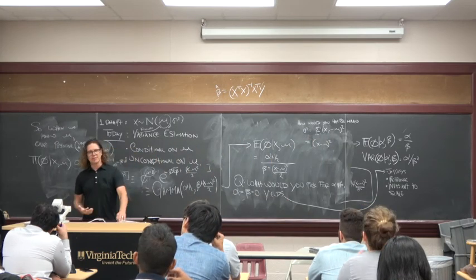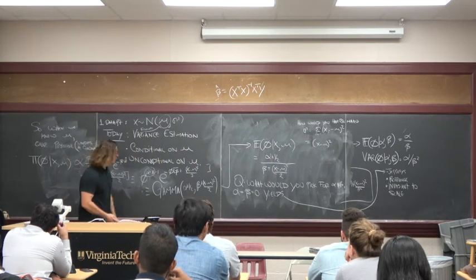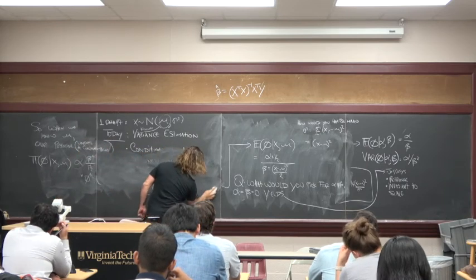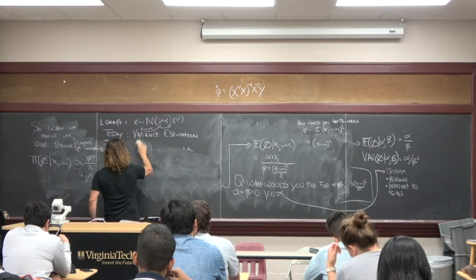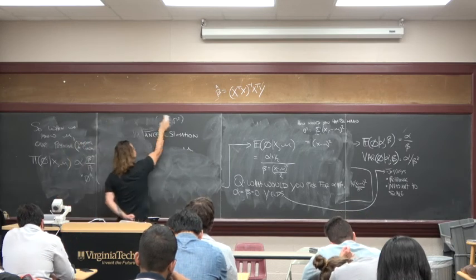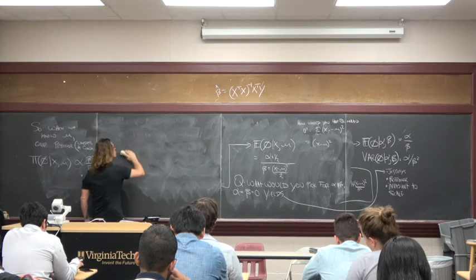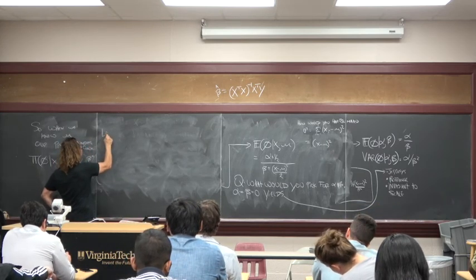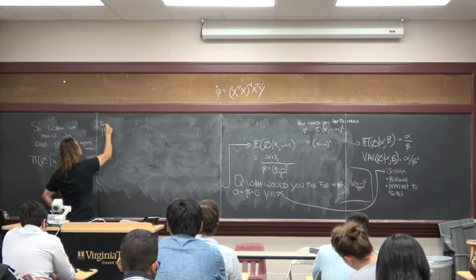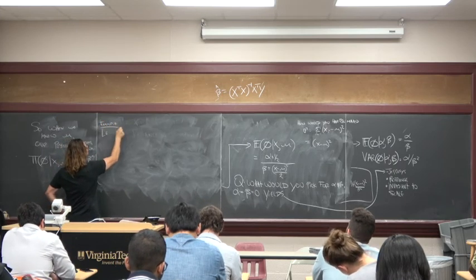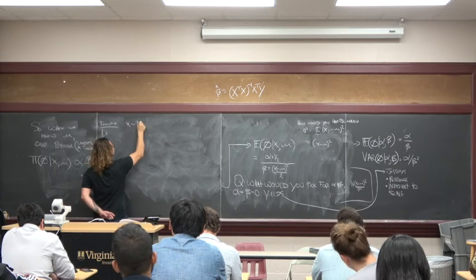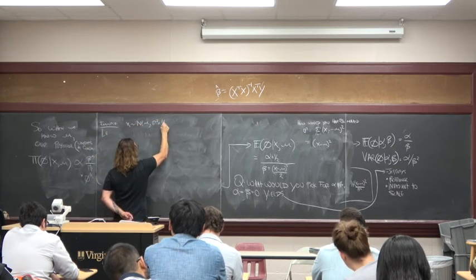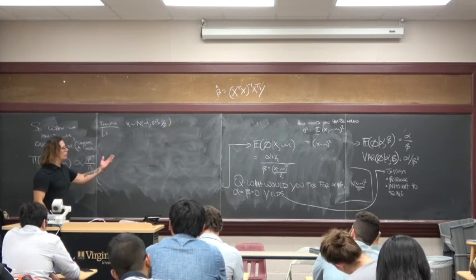Let's do another analysis. This seems a little contrived, but it at least shows us the steps. So let's do a slightly different analysis. I'll write x comes from a normal distribution with mean mu, variance sigma squared, which is 1 over phi. Okay, so I'll write it down with 1 over phi.